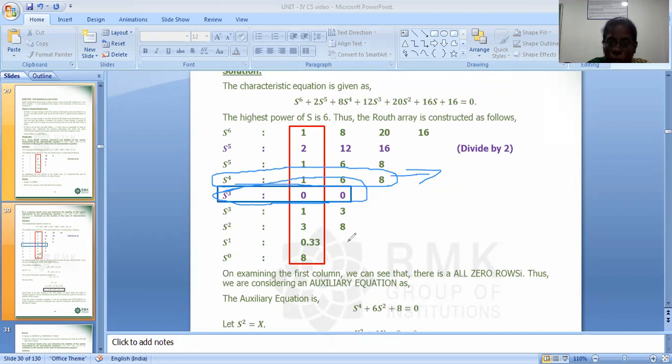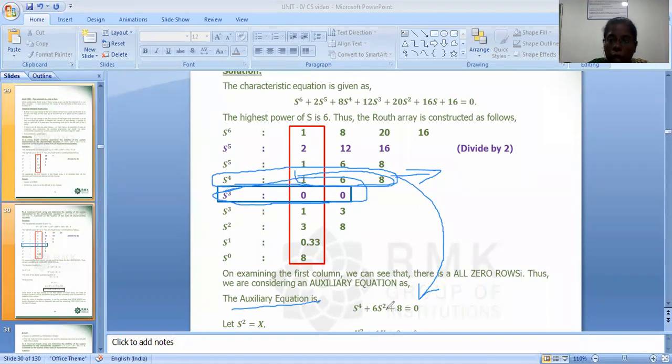Since my S3 row is an all 0 row, I have to take the previous row, which is the S power 4 row, as my auxiliary equation. So S power 4 row means S power 4 plus 6S square plus 8. Just take it and frame this as an equation. This becomes your auxiliary equation.